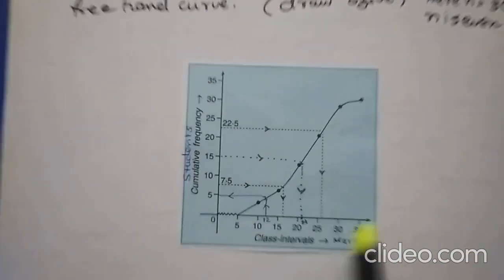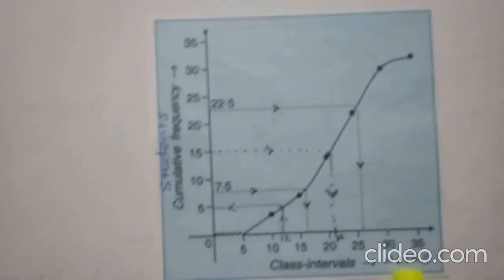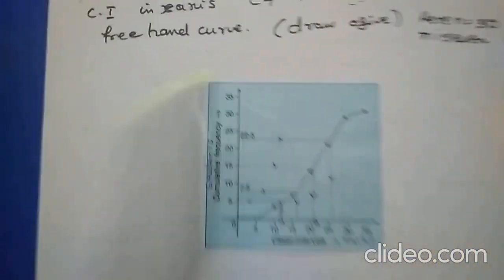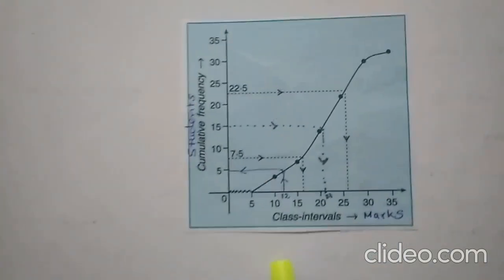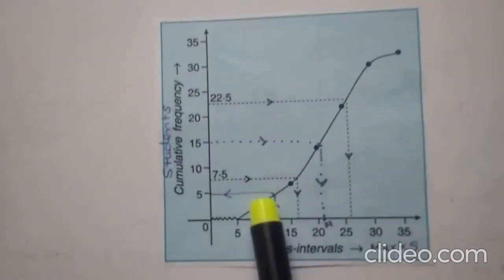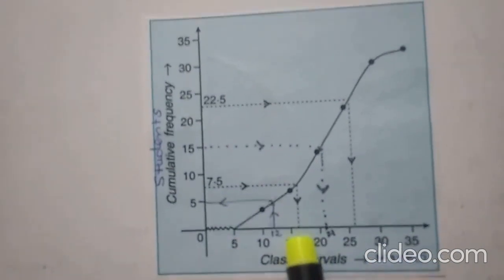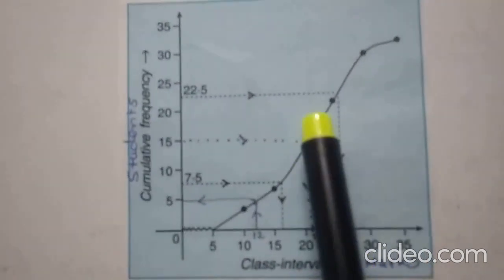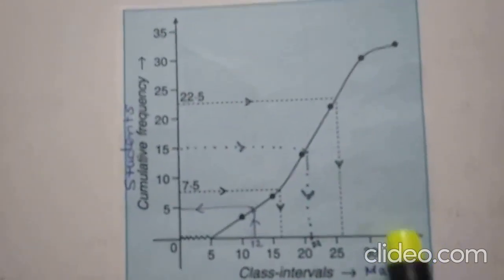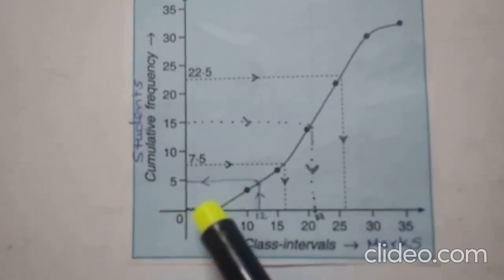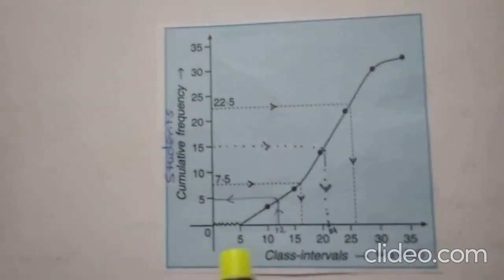Now on your x-axis you are drawing the class interval or marks. This represents marks, this represents students. So you are taking the students or cumulative frequency on your y-axis. Now opposite to 10, 3, opposite to 15, 7, opposite to 20, 13, opposite to 25, 22, opposite to 30, you take 29, opposite to 35, you take 30. From 5, you draw the freehand curve. This is the ogive you have to construct.